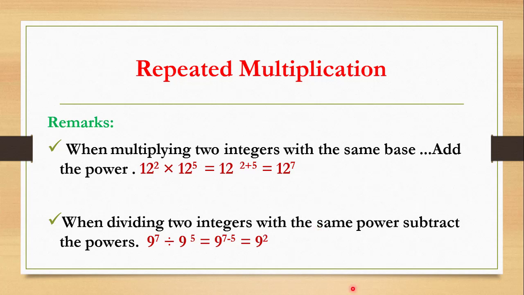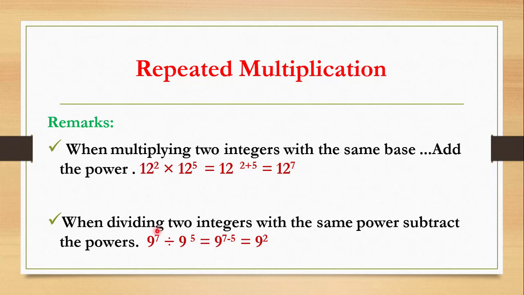Okay, when we multiply two integers with the same base, like here 12 and 12, and here we have a power 2 and 5, in this case we add the powers. So if we have two numbers with the same base, raised to any power, and we are multiplying them, add the powers. For example, 12 to the power 2 times 12 to the power 5 will be 12 to the power 2 plus 5, which is 7.